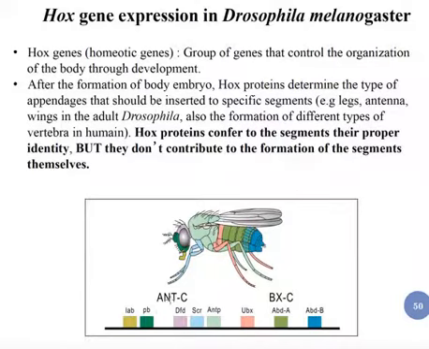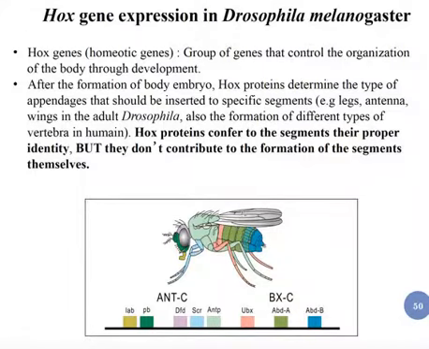So you should know that these HOX genes in Drosophila do not contribute to the formation of the segments themselves. The segments are formed, and later the HOX genes come in order to give each segment its own identity. Plus, they are important in the localization of specific organs at their specific place and the insertion of specific appendages to their specific position.